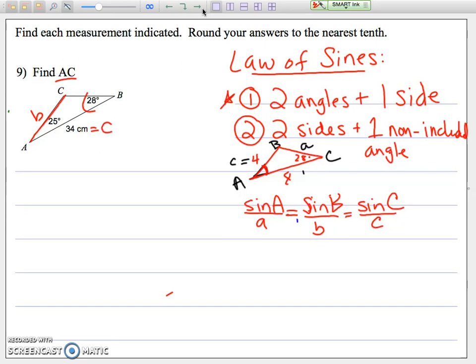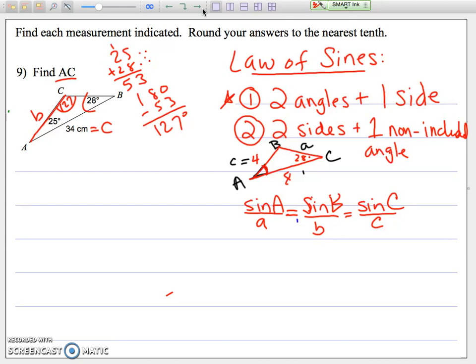But what I do know is I can figure this angle out. And how do I do that? Well, I simply subtract from 180. So I'm going to do 25 plus 28, that's 53. So I'm going to take 180 minus 53, and I end up with 127. So I can use what I know about angles to know that this is 127 degrees.